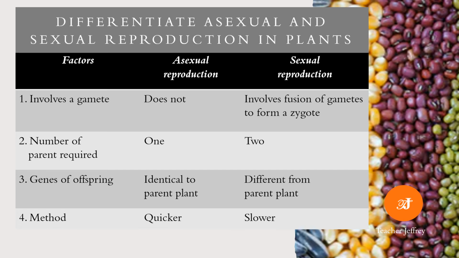Number 2. The number of parents required. In asexual reproduction, it requires only one parent, while in sexual reproduction, it requires two. Number 3. The genes or the information in the offspring. In asexual reproduction, it has identical genes with the parent plant, while in sexual reproduction, it is different. And lastly, the method. Asexual reproduction is quicker, while sexual reproduction is slower.